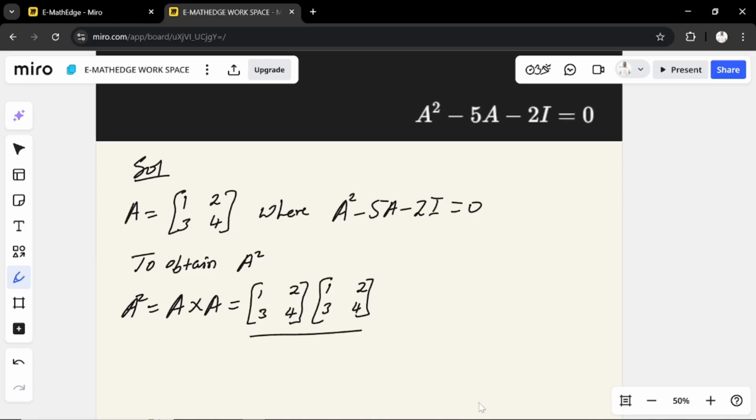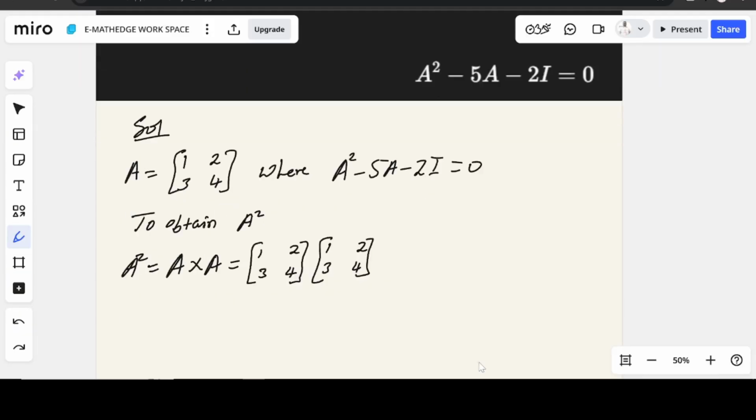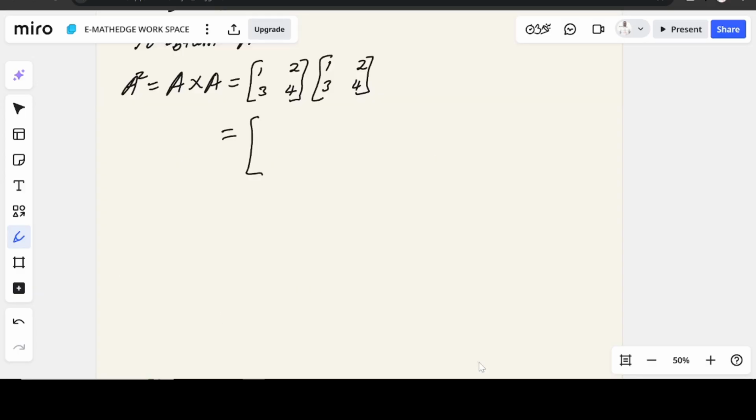Now this brings us to matrix multiplication. Once it comes to matrix multiplication, how we do it is you pick the first row to multiply the first column to get the element in the first row, first column. So let's go ahead and do that. For the elements in the first row by first column, we are going to have 1 multiplied by 1 plus 2 multiplied by 3.